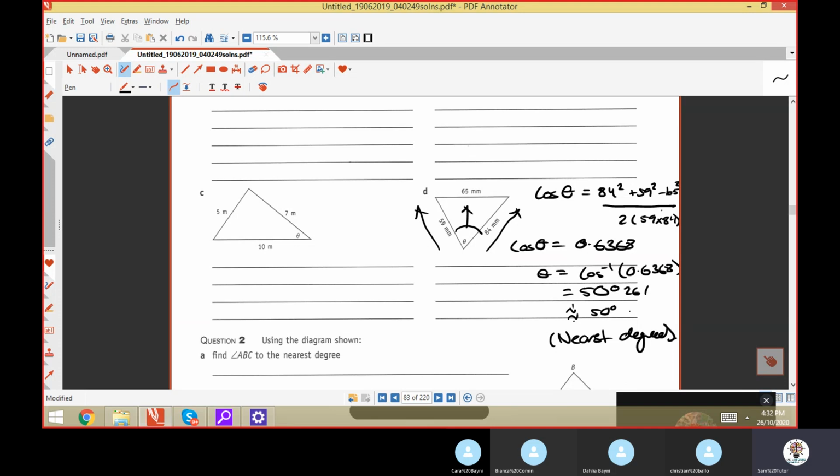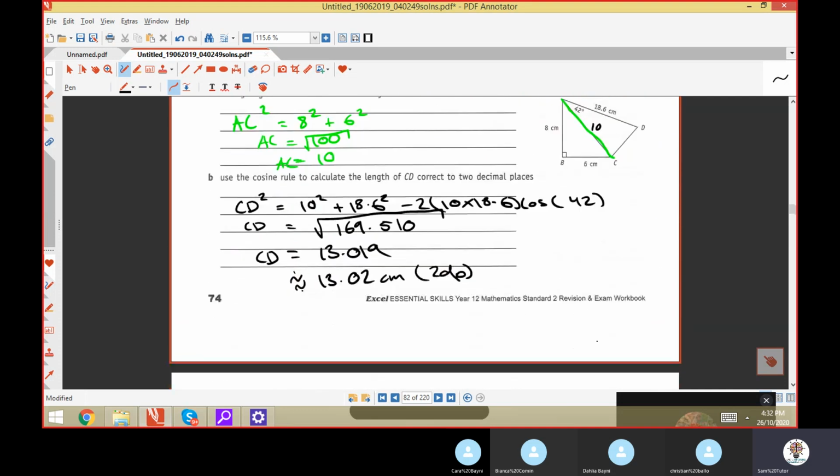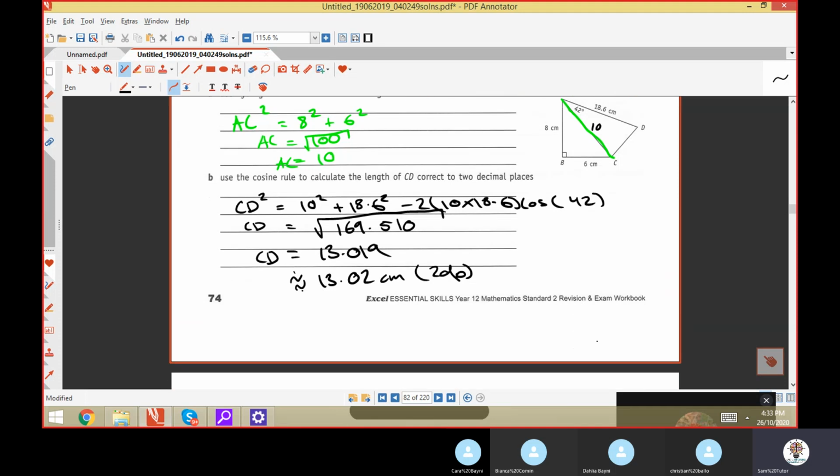What would you get for 2B? Yeah, just do two. 2B. Okay, let's have a look. 13.02. Did you get that? Did you get 10 on the first answer? Yeah, Pythagoras' theorem. And then you just plug it in carefully. That's it.